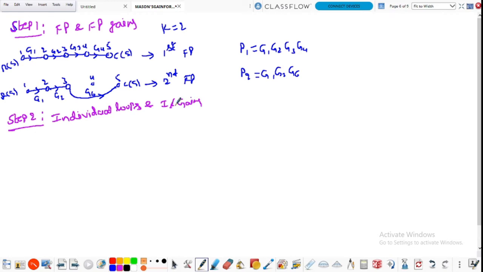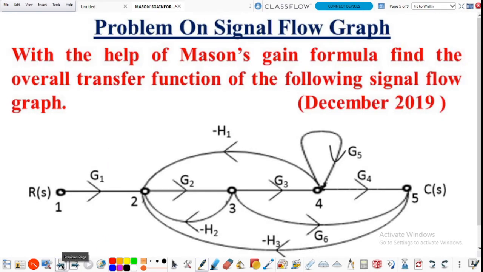Identify individual loops and individual loop gains. First, identify the individual loops from the given signal flow graph. What is the definition of the individual loop? An individual loop is a closed path starting from a node, passing through a certain part of the graph, and ending at the same node, that does not cross any node more than once. That is the meaning of the individual loop.